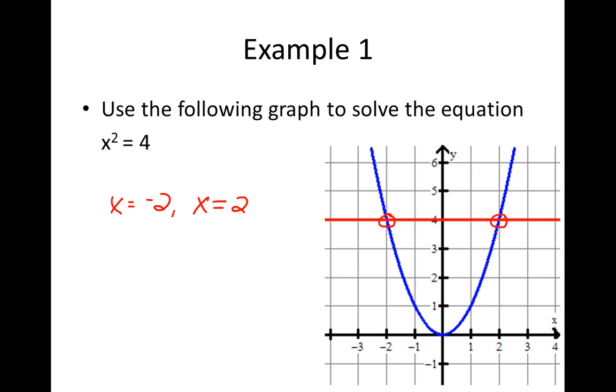And we can kind of verify this, right? We can take both of these and plug them in. What's -2 squared? 4. What's 2 squared? It's 4.